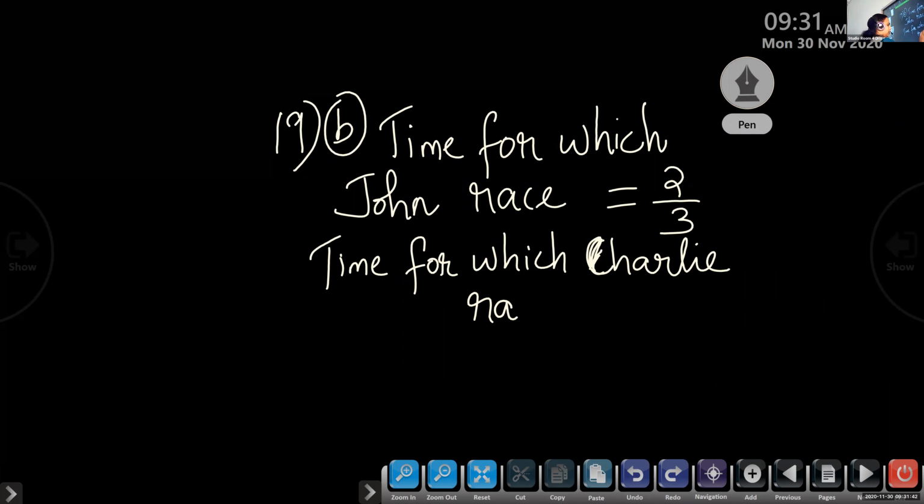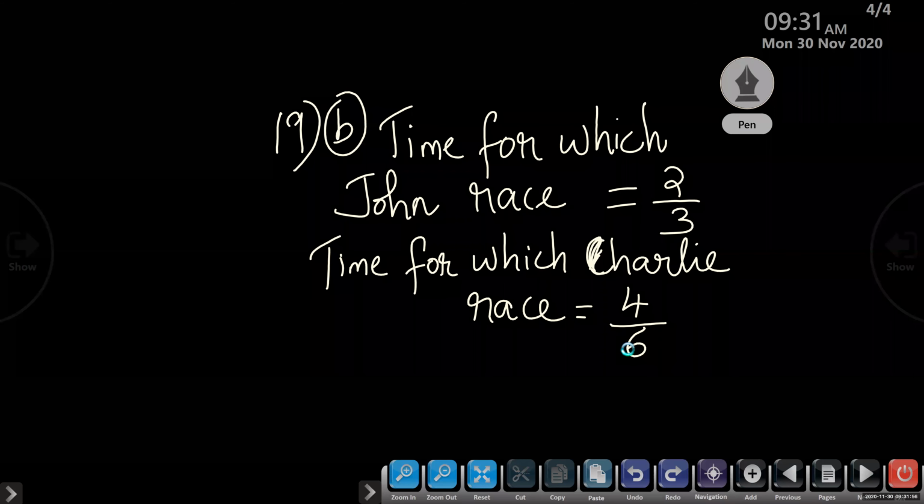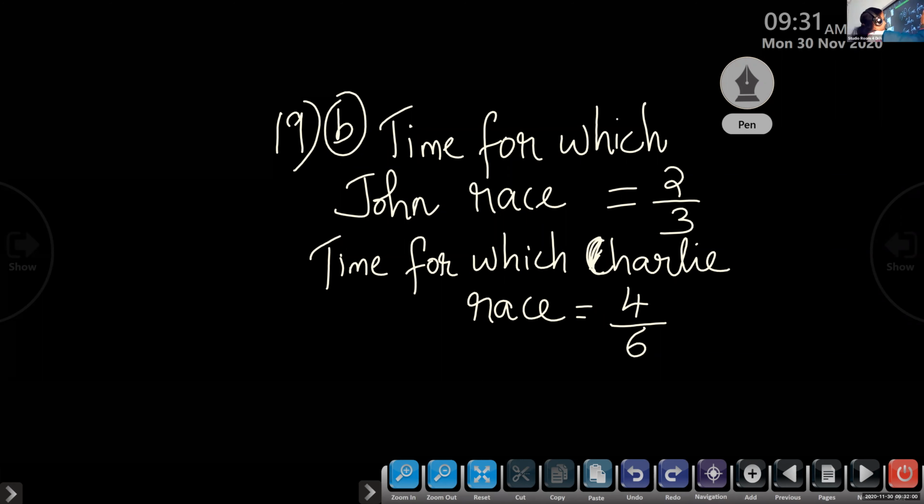How much time did Charlie raise? That is 4 by 6. Okay, now we have to find out whether they are equal. So we will draw the fractions, 2 by 3 and 4 by 6. Time for which John raised, we will write here, raised. So 2 by 3. Time for which Charlie raised.